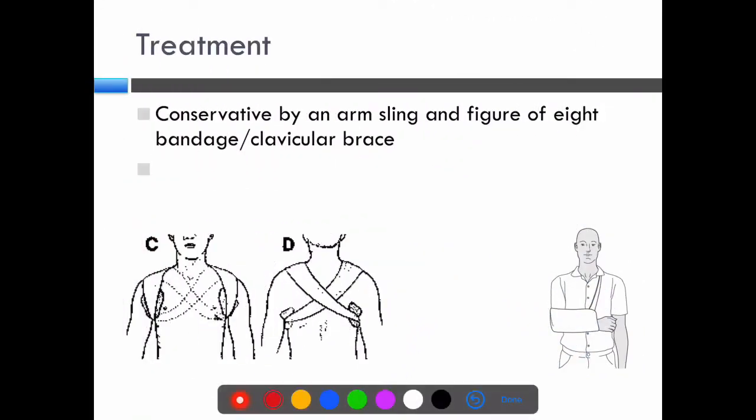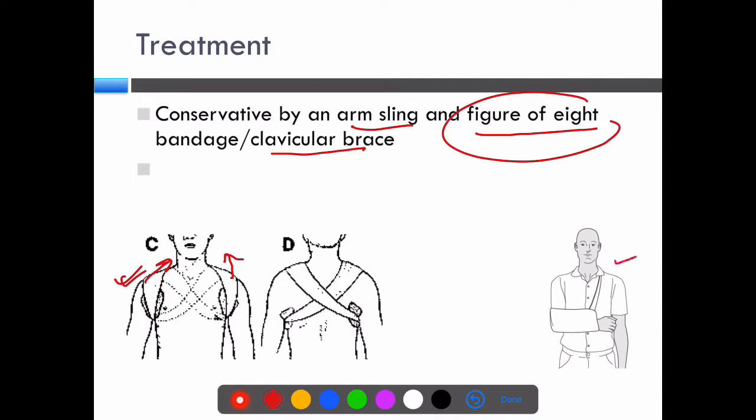Most of the time this is treated conservatively with an arm sling and a figure of 8 bandage. Nowadays a clavicular brace is ready-made and available everywhere. But when you apply a figure of 8 bandage, you have to pull the bandage backwards so as to extend the shoulder maximally. This will reduce the fracture displacement, and then we keep an arm pouch or a collar and cuff sling for 4 to 5 weeks.